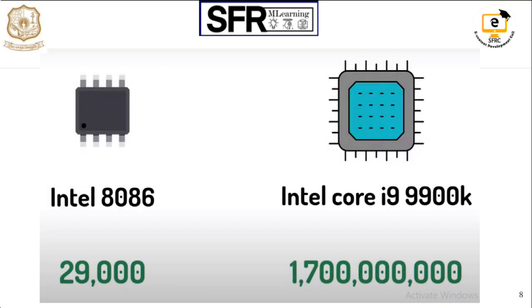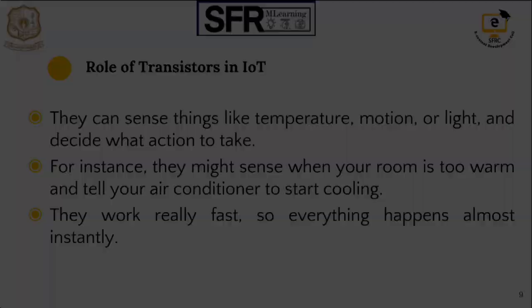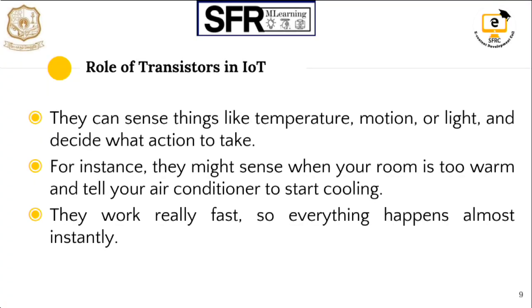And the next important one: why should I learn about transistors? The Intel 8086 has only 29,000 transistors. But now, the Intel Core i9 processor has billions of transistors. So how it works and what is the role of the transistors in the embedded chip is very, very important. And the exact role of the transistors in IoT is the next one.